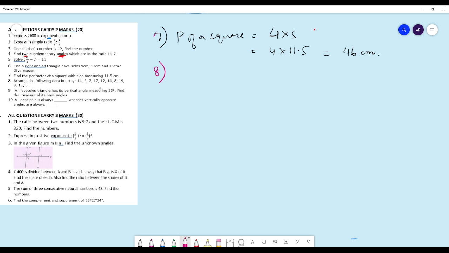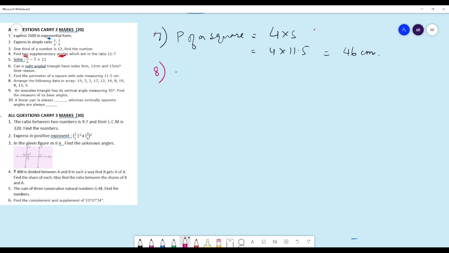Arrange the following data in array. Now what does array mean? Array simply means that you arrange the data either in ascending order or in descending order, but I found that many of the students put it up in the frequency table. No, you were not asked to arrange it in a frequency table. You were just asked to arrange it in an array.